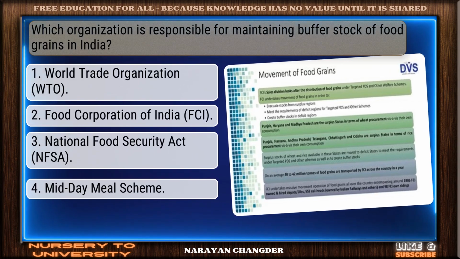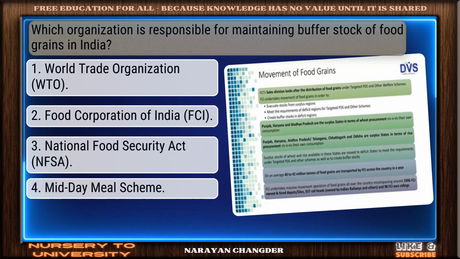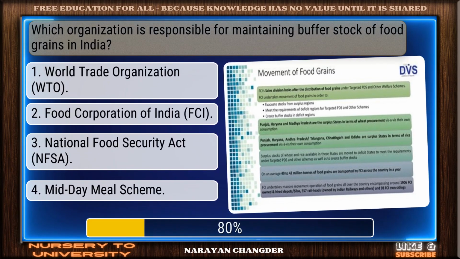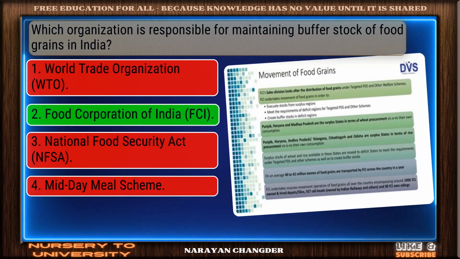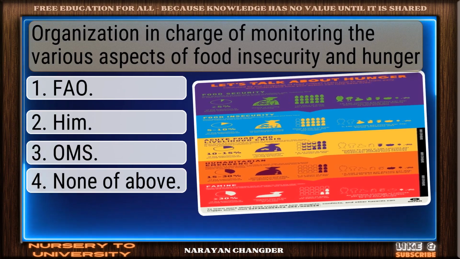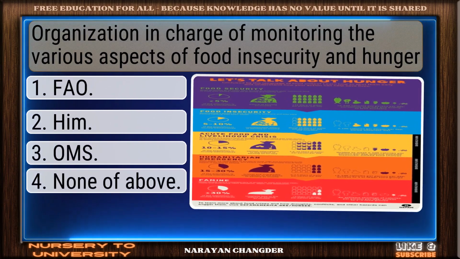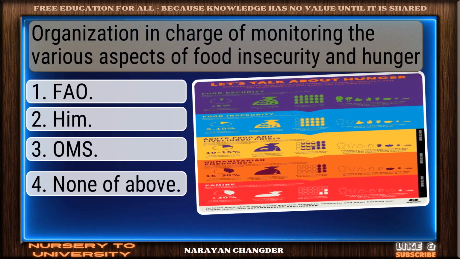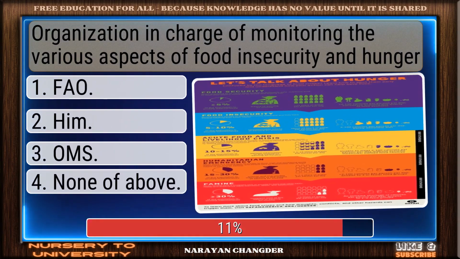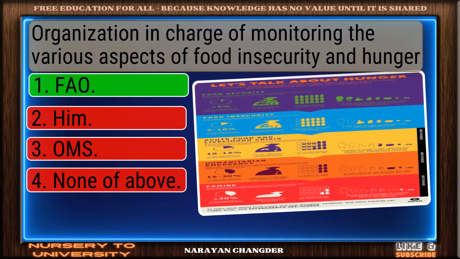Which organization is responsible for maintaining buffer stock of food grains in India? You chose Food Corporation of India, and it is correct. Organization in charge of monitoring the various aspects of food insecurity and hunger. Bravo, FAO is the answer.